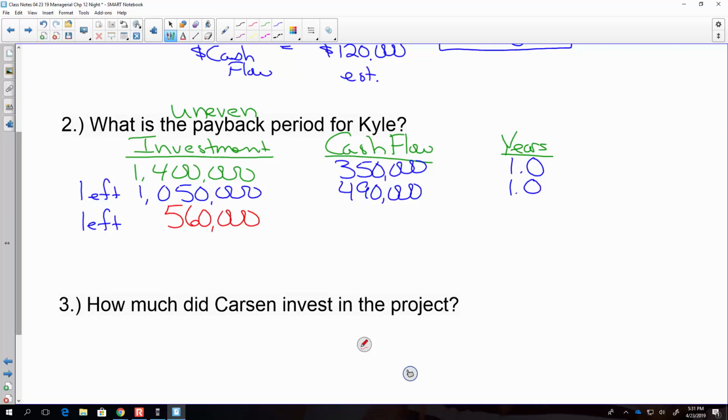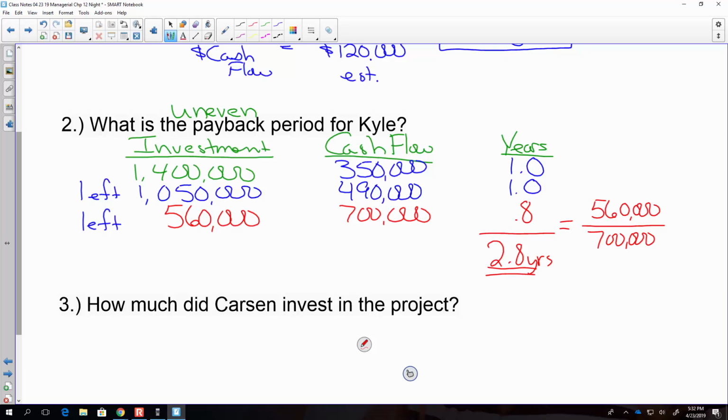Okay. And how much am I expecting in year 3? 700,000, which is more than what I need, certainly more than the 560. So now I'm going to do a partial year. I simply divide 560 by the 700 cash flow, which generates a 0.8 number. So in this case, 2.8 years is what remains. It's not a difficult problem. We don't have to worry about present value tables. It's a non-discounting model. Pretty straightforward.